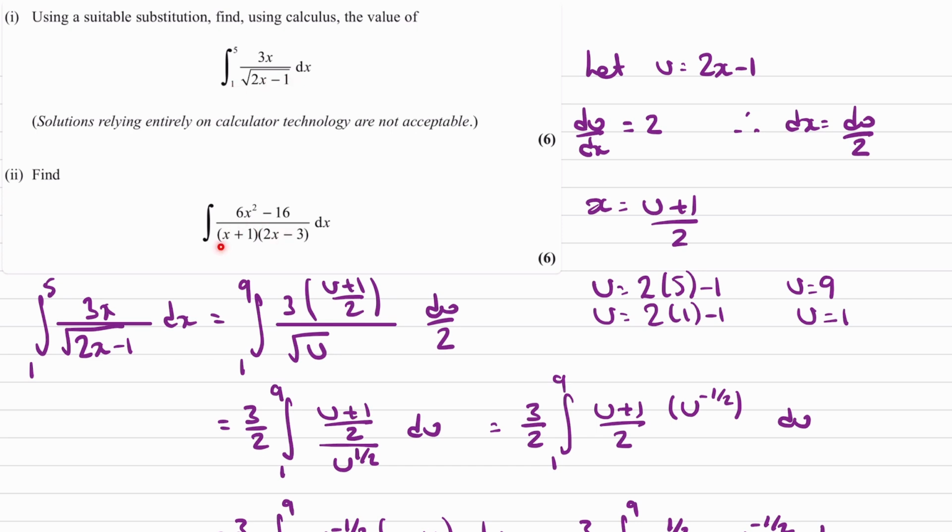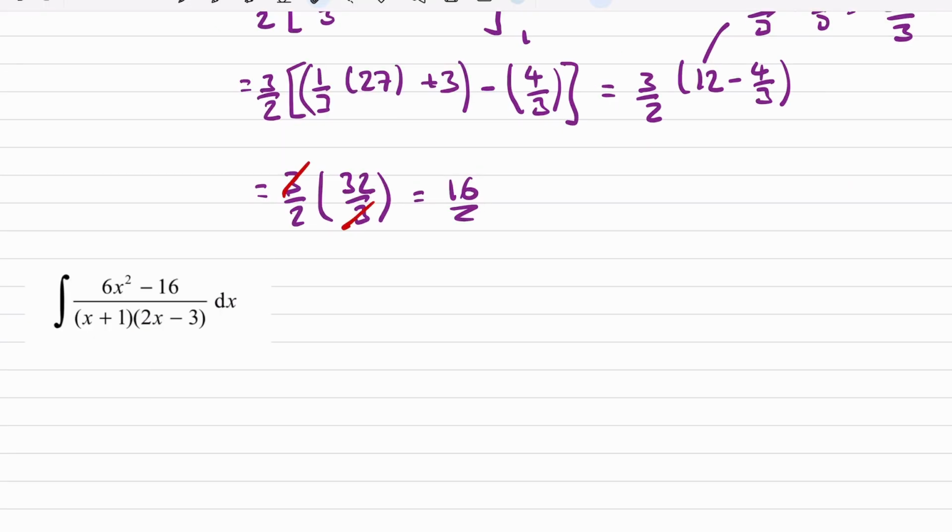For part B, we're going to use integration by partial fractions. Because we have an x squared in the numerator and the denominator, we need to use long division first. So if we write this as 6x squared minus 16, and we expand out the denominator, we get 2x squared minus 3x plus 2x, and then minus 3.